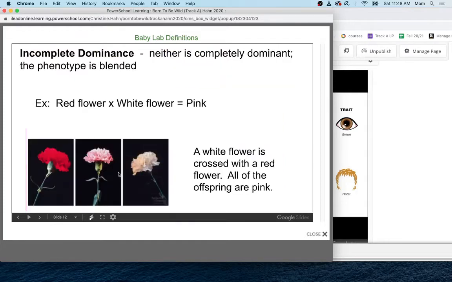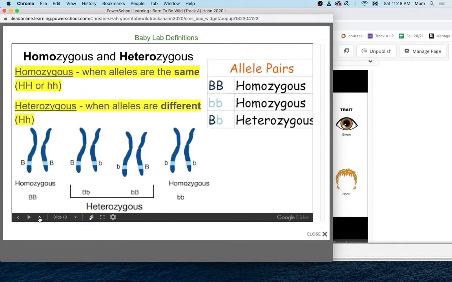And sometimes they blend, and that's called incomplete dominance. But for your lab, you're going to just be doing dominant or recessive. Sometimes when they're both the same dominant allele, or they're both the same recessive allele, we call it homozygous, because homo means the same, and the alleles are the same. When there's one of each, a dominant and a recessive, we call that heterozygous, and hetero means different.